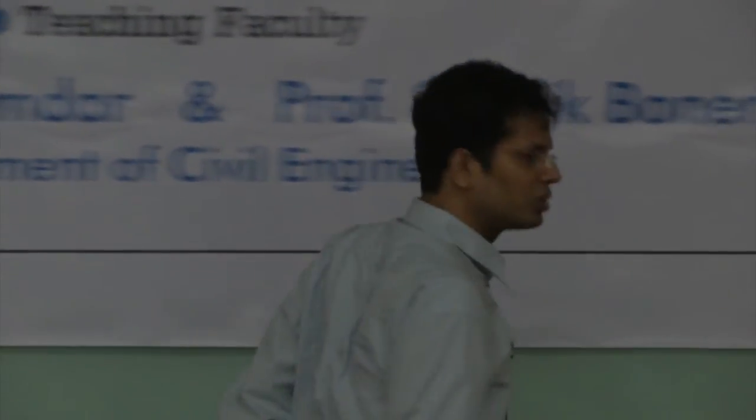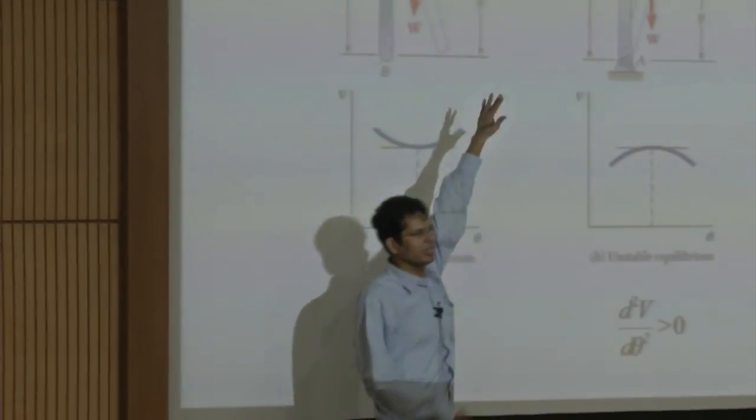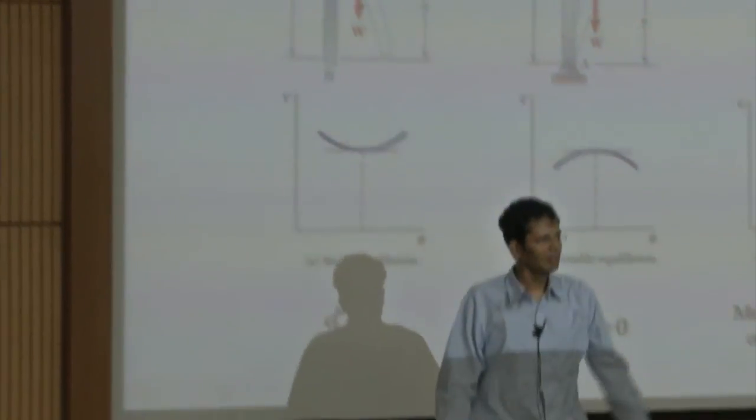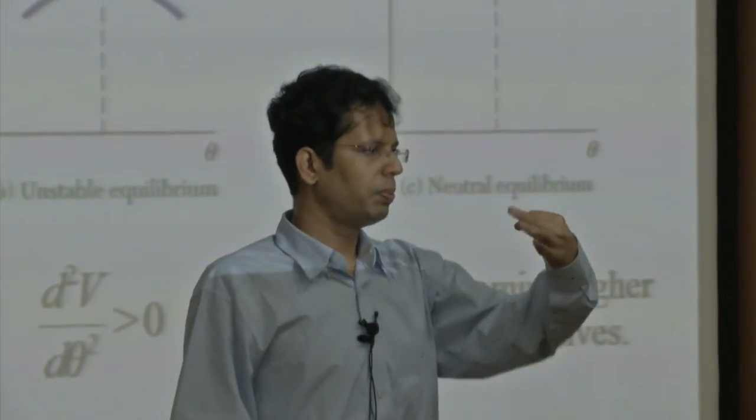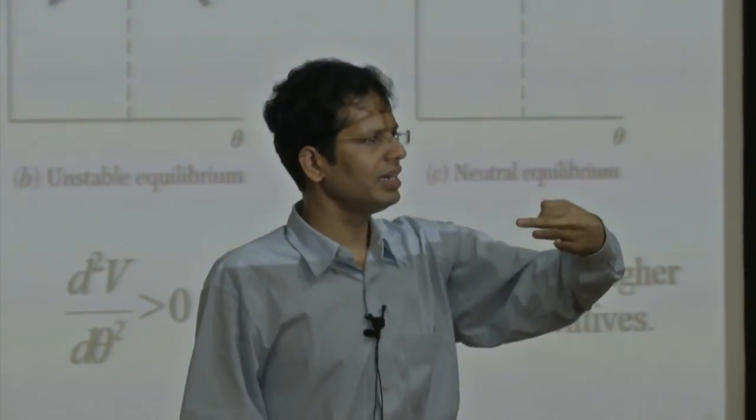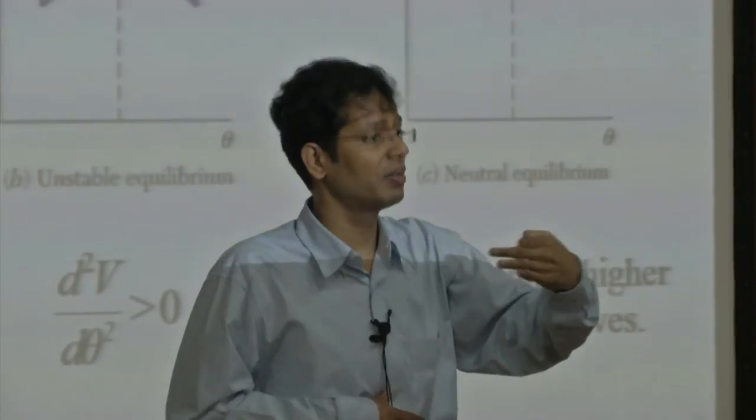Last slide. Last part. The neutral equilibrium. Just think about it. In this problem, suppose the rod is uniform. The center of gravity is at the center. Now, if you pin the rod at the center, just think about it. You perturb it anywhere, the center of gravity does not go anywhere. It doesn't change. It's not a function of theta.